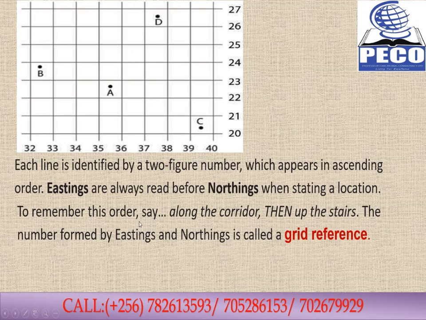Therefore, the number formed by these eastings and northings is what we are calling the grid reference. So when we combine these two figures and those two figures, what we get is what we call the grid reference, and it helps us to locate places. For example, we can locate feature A, we can locate feature B, we can locate feature C and D, and that process is what we call the grid reference process.